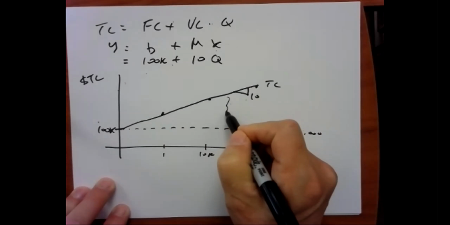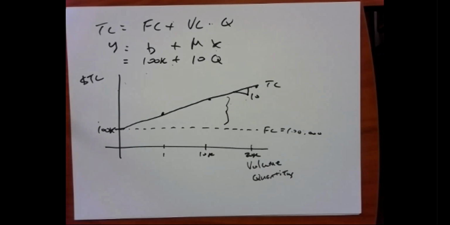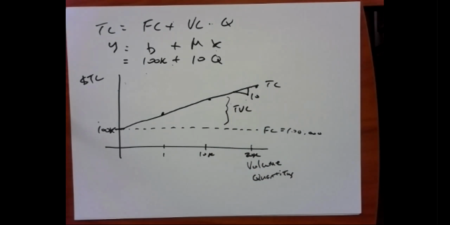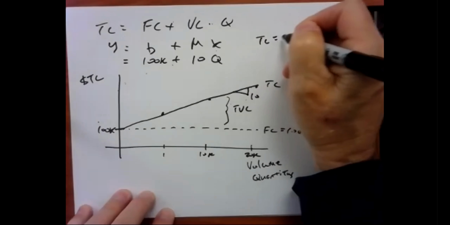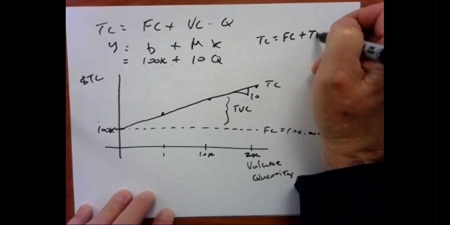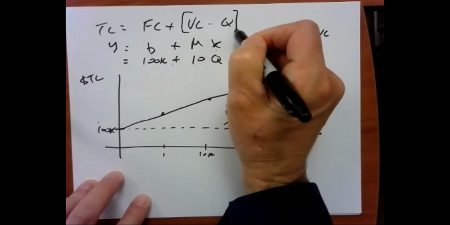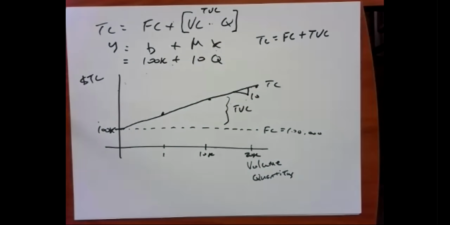What's this gap between total cost and fixed cost? What's the difference? The variable cost, the total variable cost. Because total cost is equal to fixed cost plus total variable cost. If you look here, this is my total variable cost. Variable cost times the quantity is my total variable cost at any given quantity. Now that number changes depending on the quantity, right?